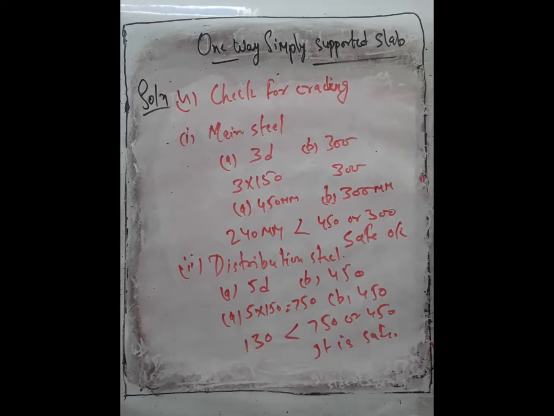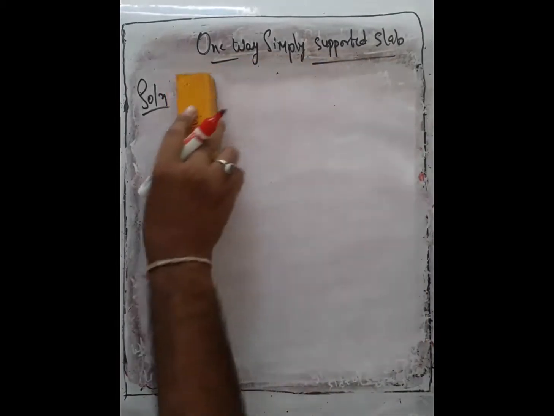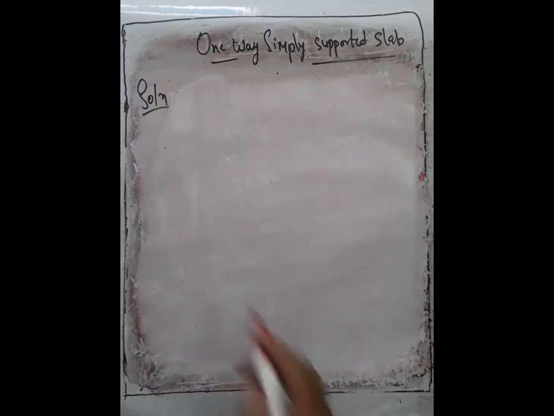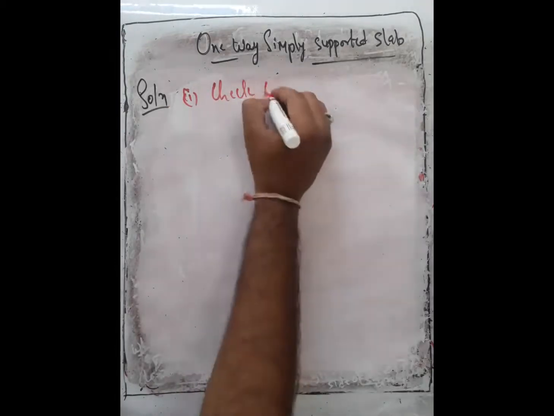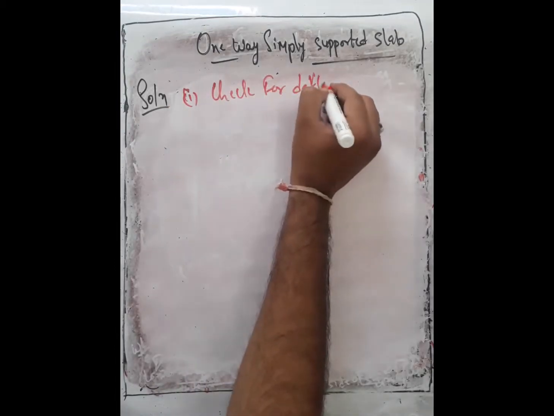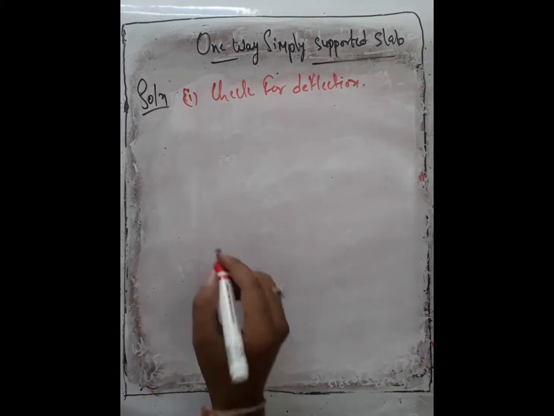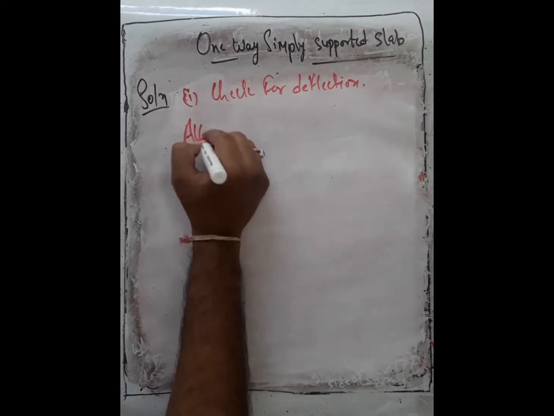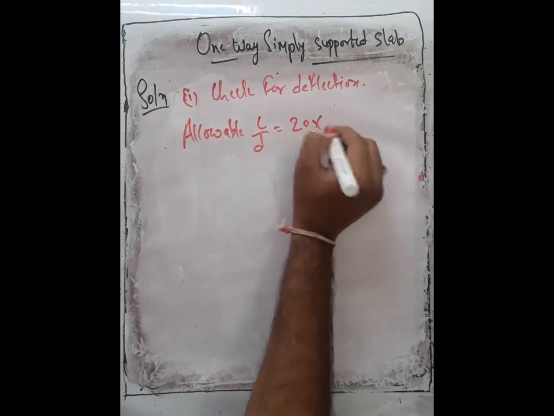Now we have to find the check for deflection, or control of deflection. Step number one, check for deflection. In the check for deflection, we have to show that actual L by D is less than allowable L by D. So first we have to take allowable L by D, which is 20 into the modification factor.